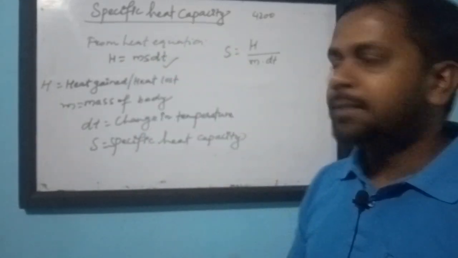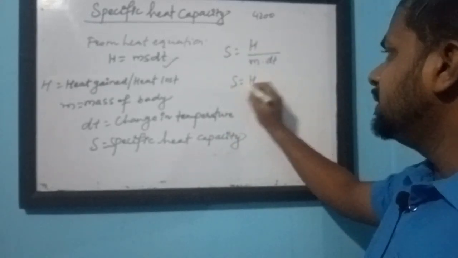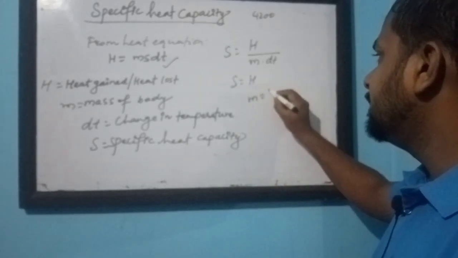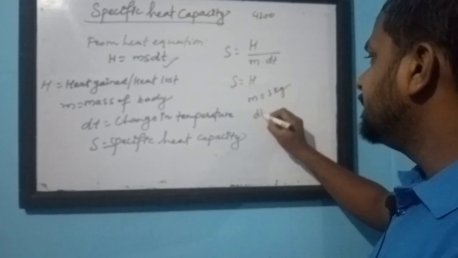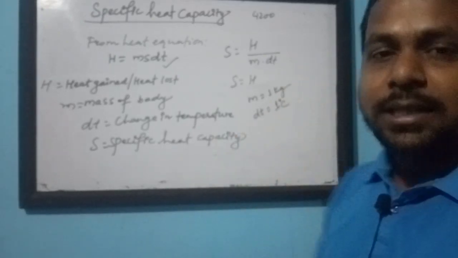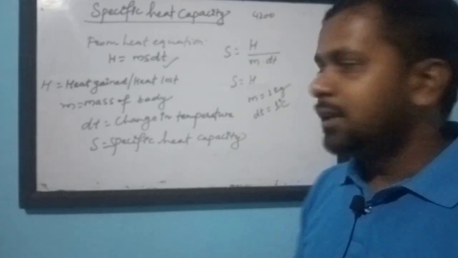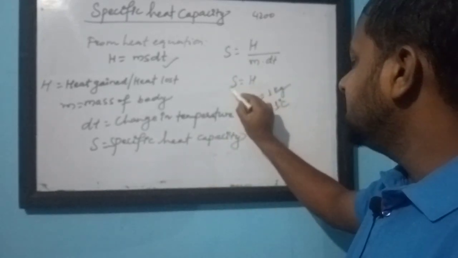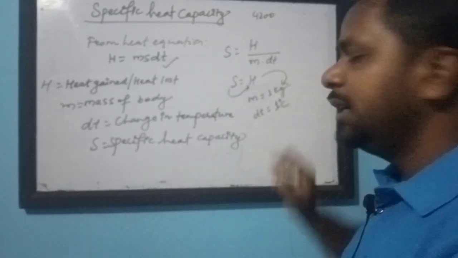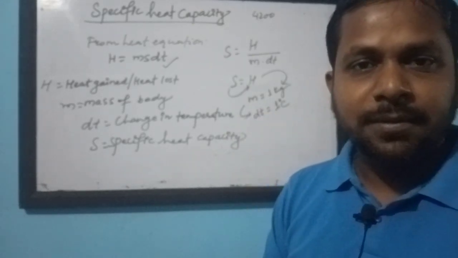Now let us define specific heat capacity. Suppose we say S is equal to H. In which condition can we say S is equal to H? If the mass of the body is 1 kg and the change in temperature of the body is 1 degree Celsius, then in this condition S value will be equal to H. Then let us define: S is the amount of heat required by a 1 kg body to increase its temperature by 1 degree Celsius.